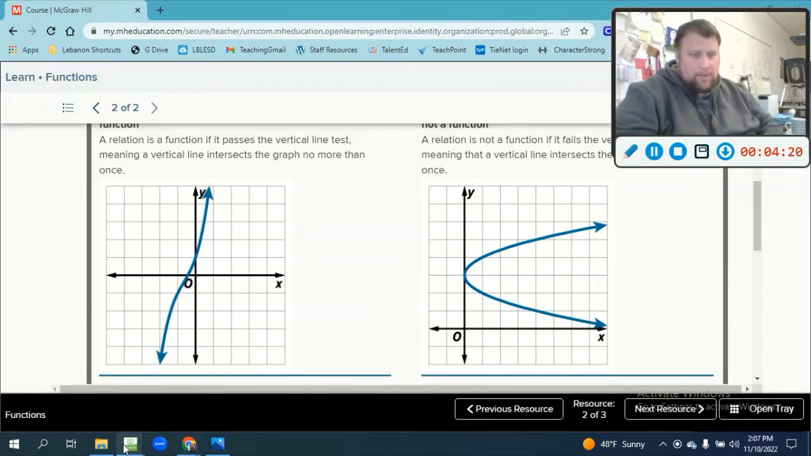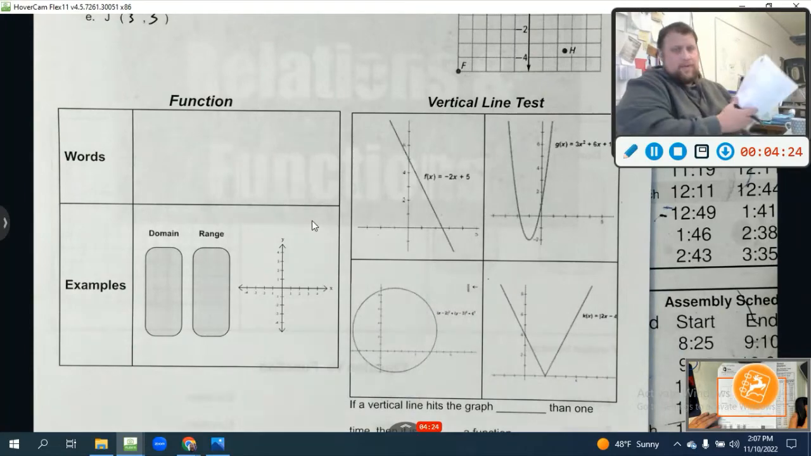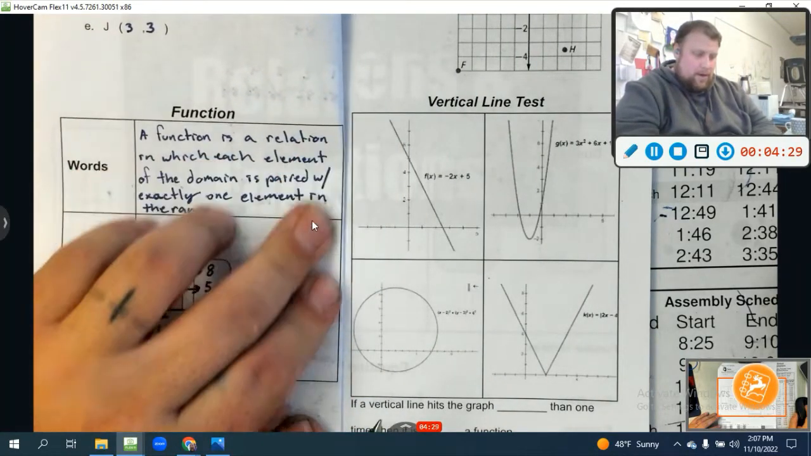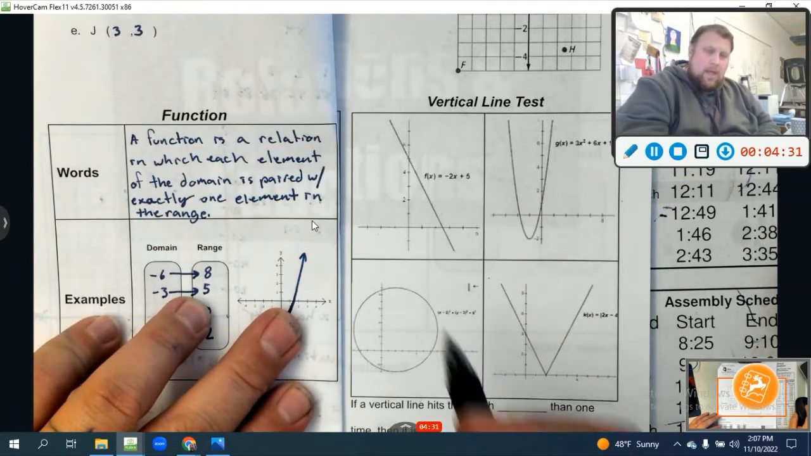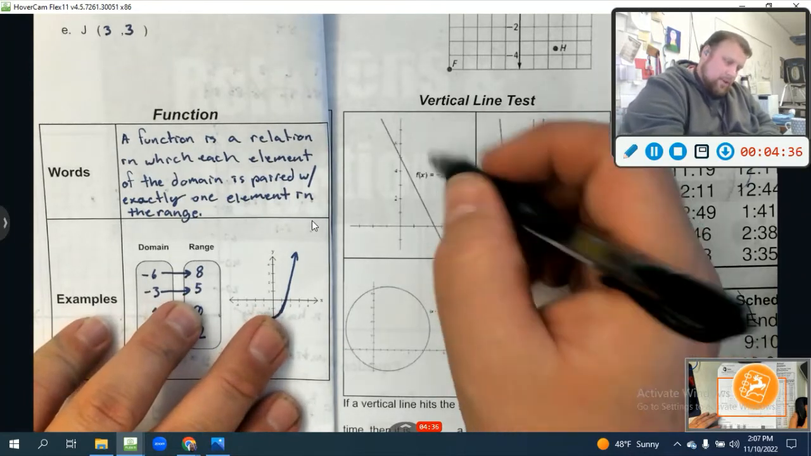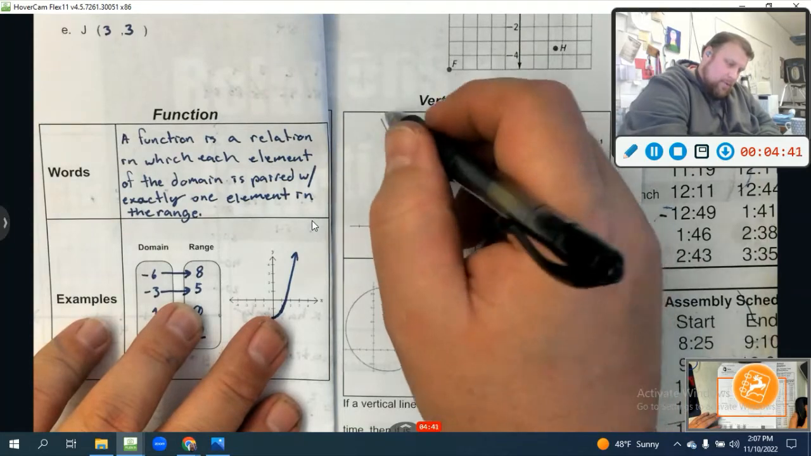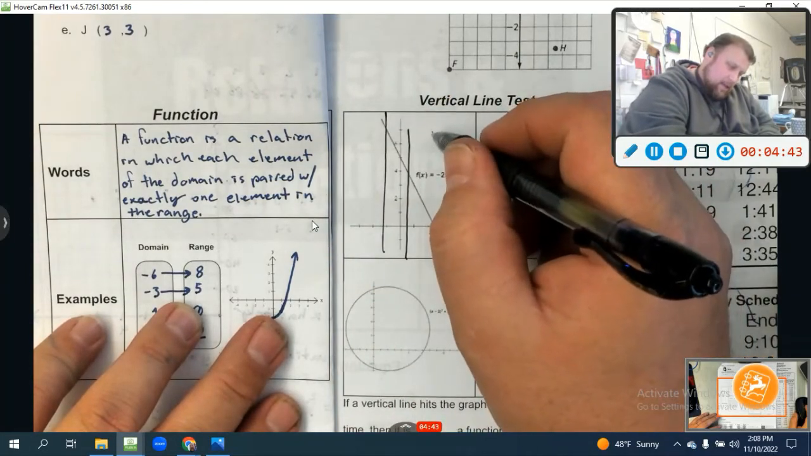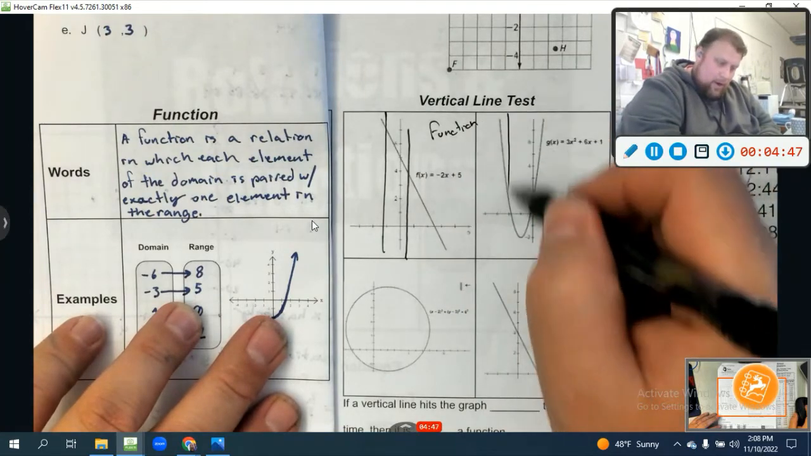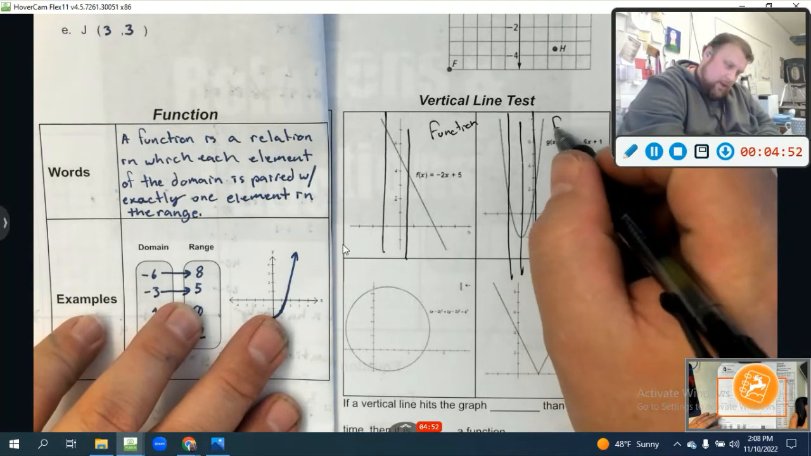And let's go back to our actual page right here. So again, you should have this all filled out here. I'll put it there for you. Boosh right there. And let's go ahead and run the vertical line test on all of these to see if it's a function or not a function. Yep, it's a function. Only hits once, no matter where I draw that line. So it's a function. Over here, it curves, but no matter where I draw this vertical line, it only hits once. It's a function.